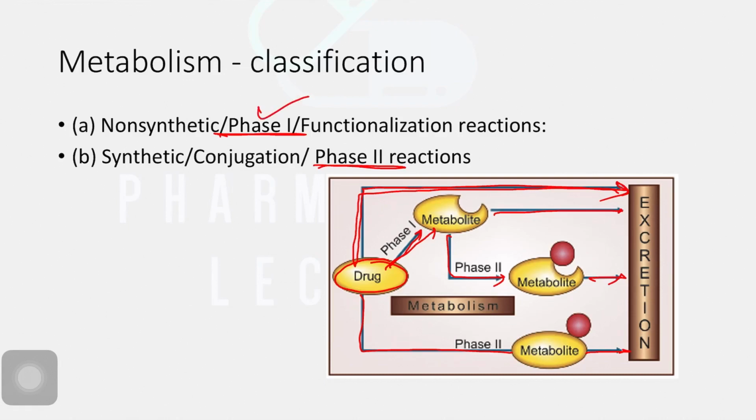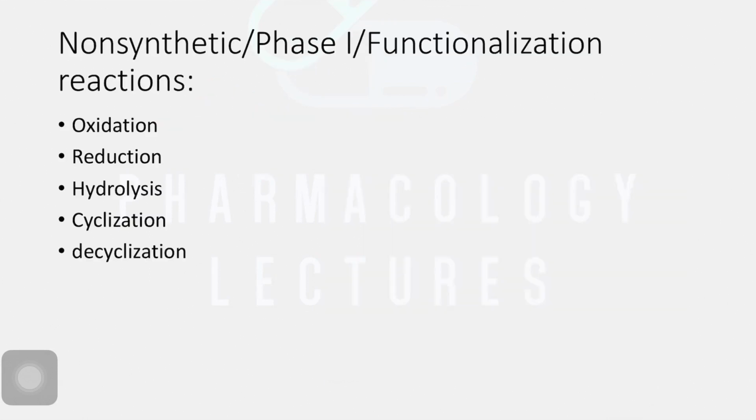But mainly if you divide, there are phase 1 reactions and phase 2 reactions. Phase 1 reactions are called non-synthetic, while phase 2 are called synthetic. Phase 1 reactions are also called functionalization reactions, while phase 2 reactions are also called conjugation reactions. Now let's see what are different phase 1 reactions or non-synthetic or the functionalization reactions.